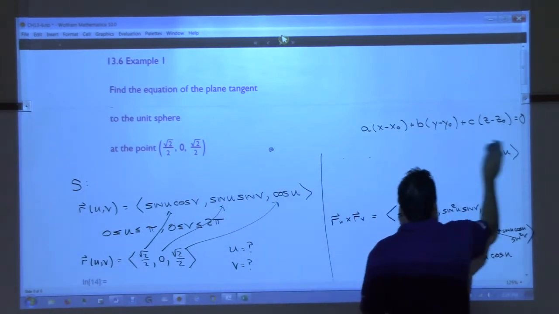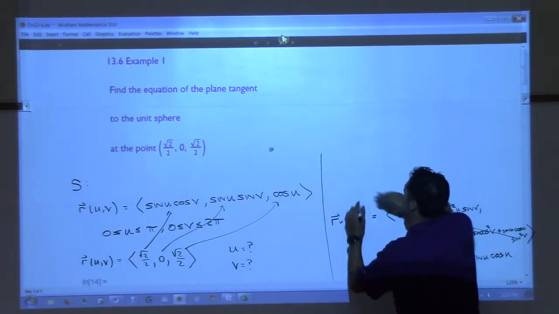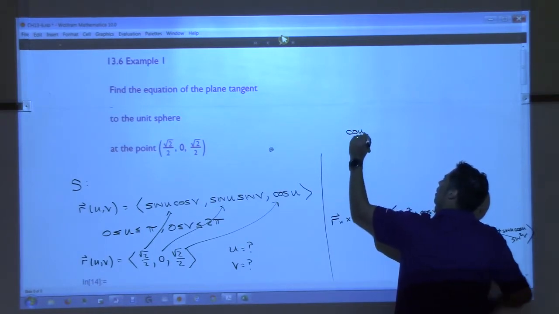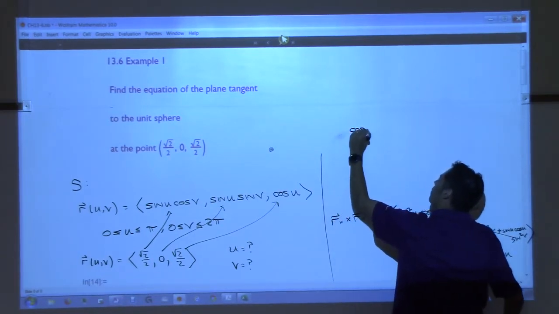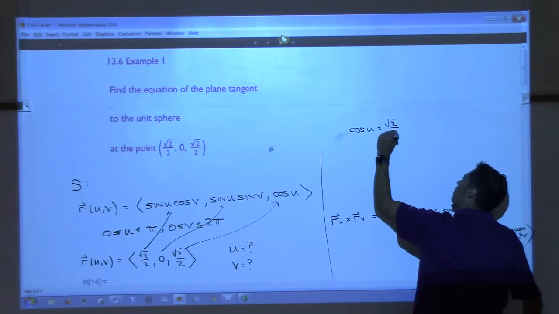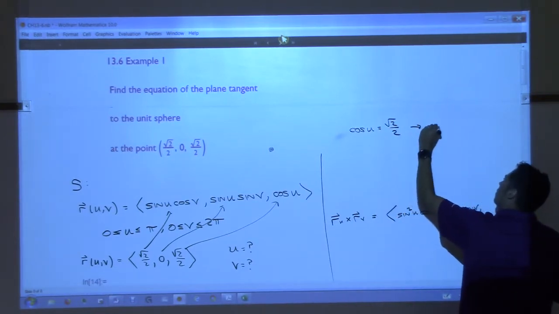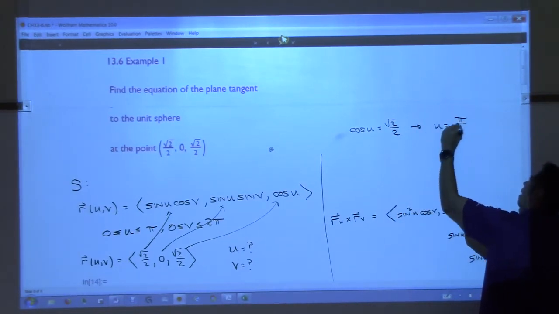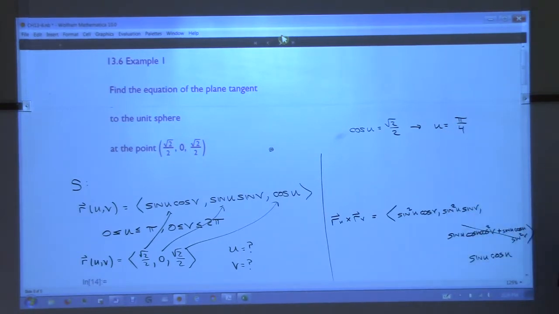I know that cosine of u must be root 2 over 2. And so that means that u must be pi over 4, right? I thought there was another place where cosine of u was root 2 over 2. Doesn't that happen over there at like 5 pi over 4? Yes. Yeah, but u is restricted here, right? U is between 0 and pi. So that's why there's only one answer here, right?